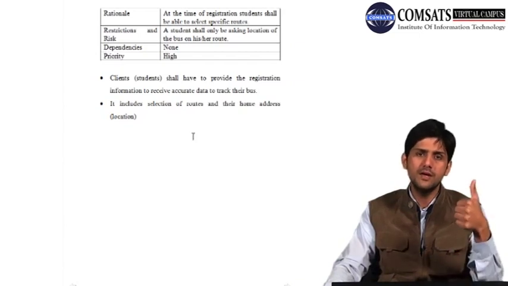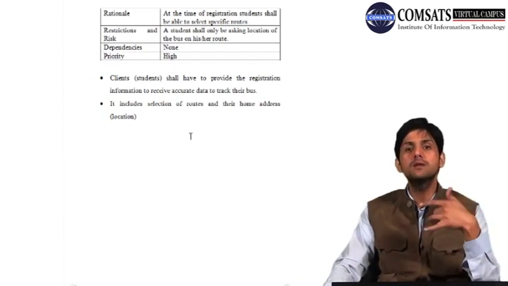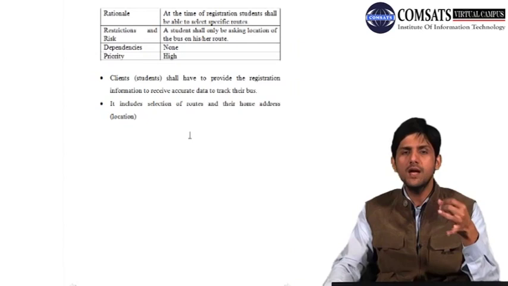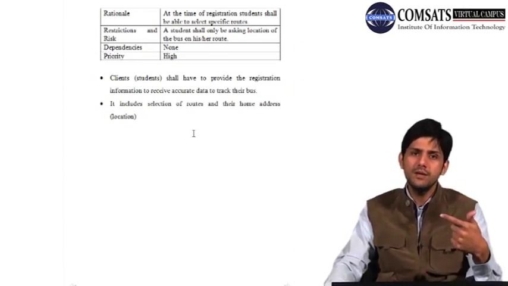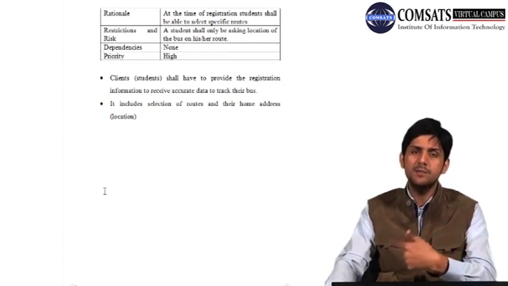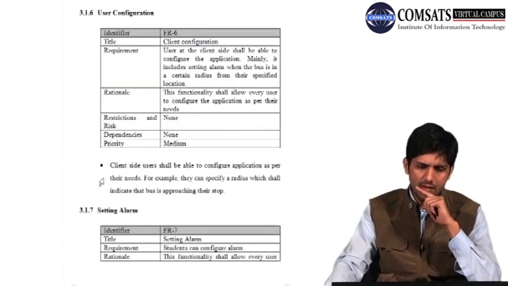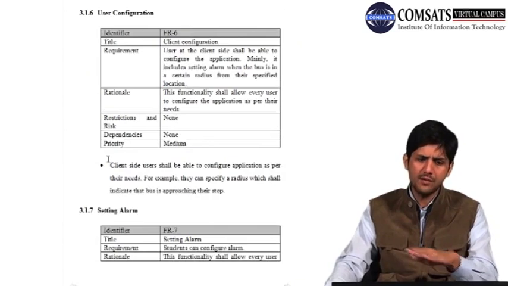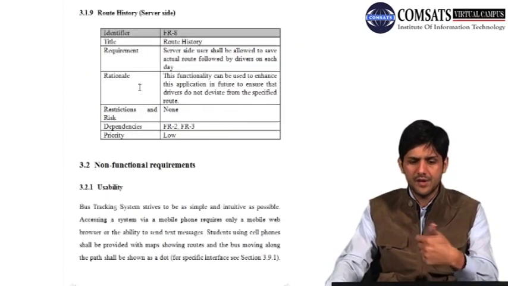We wanted to assign an identifier to each requirement. We wanted to write the text of the requirement, and wherever we can, we wanted to make it quantitative. And then we wanted to write the rationale of each requirement, along with the restrictions and any risks that the requirement may have, and then the dependencies of a requirement, and then the priority of each requirement. So these are all the functional requirements: user configuration, setting alarm, status update, and route history.